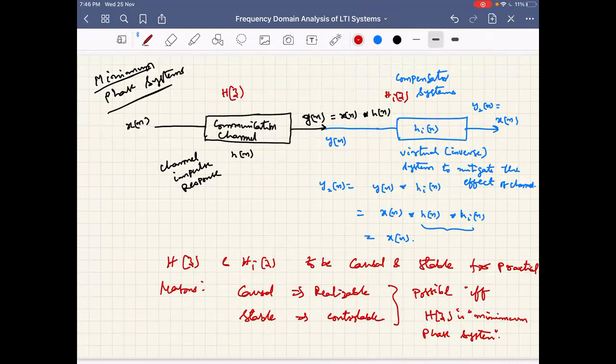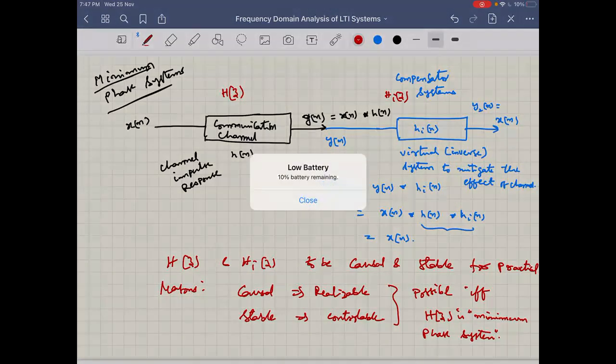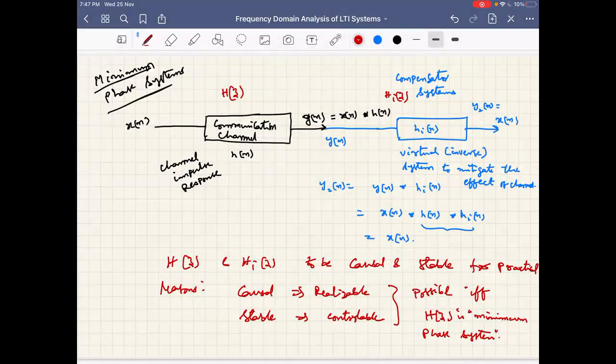In the next video lecture, let us discuss how, if this system is not minimum phase, we can design an equivalent system, meaning a system with the same magnitude response but having minimum phase characteristics. How do we get it? Also, for a given magnitude response, is there only one possibility for the system, or are there many possibilities? Let us explore this in the next video lecture.